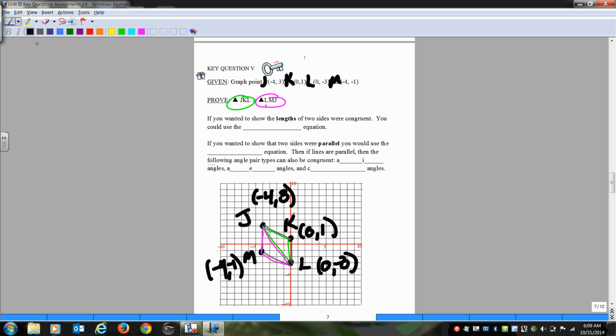Now, quick recap. There's 4 ways to make triangles equal. Side, side, side. Side, angle, side. Angle, side, angle. Angle, angle, side. 4 ways to make triangles equal. There are 3 equations that we use on a coordinate plane: midpoint, slope, and distance. So we're going to have to combine these concepts. Somehow we need to get angles and sides congruent using midpoint, slope, and distance.